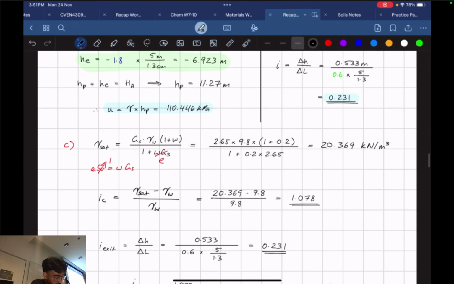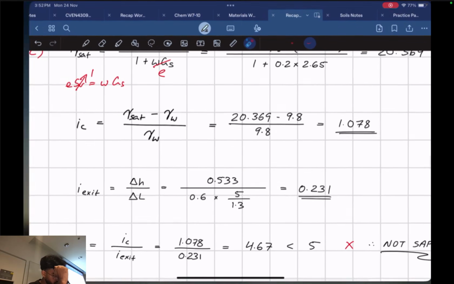Now my I exit is, again, just going to be delta H over delta L, which honestly stays the same as earlier, because for me I've drawn it as a pretty nice square, even though it looks like a rectangle. But delta H stays the same, and delta L I found to be the same as well, 0.6 centimeters.